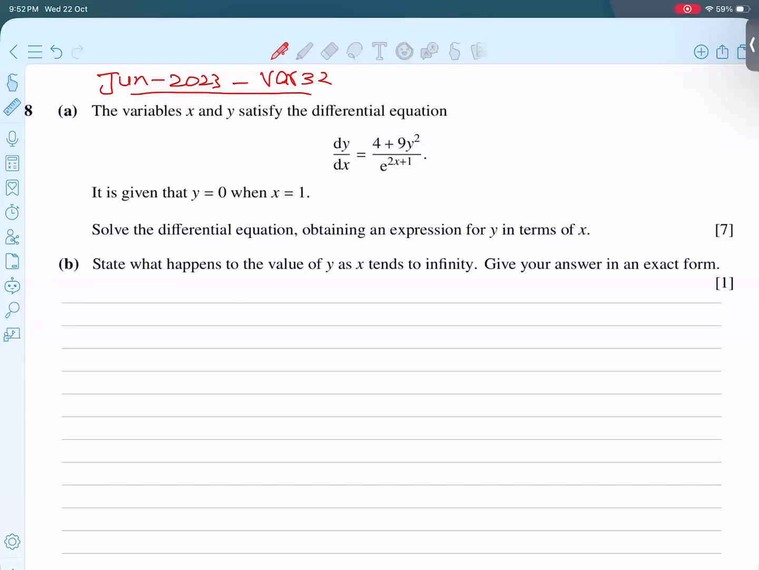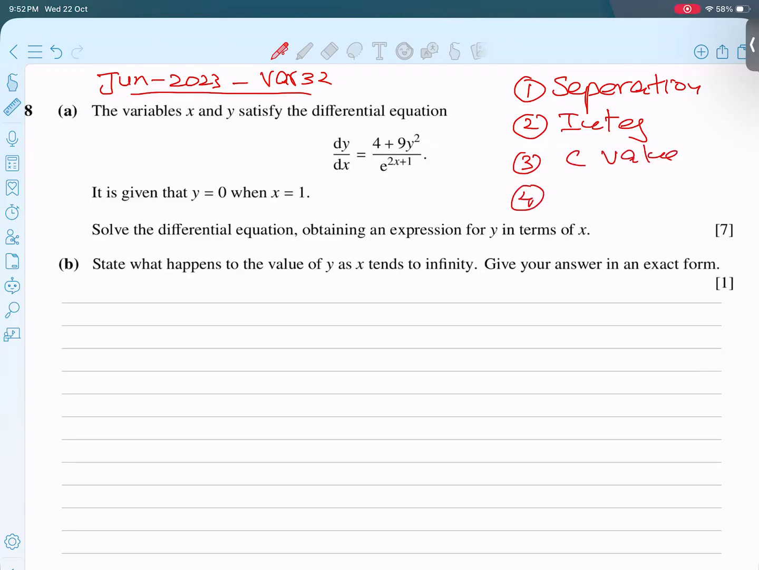June 2023, 32 variant, and question number 8, topic is differential equations. So first of all, as you know, when you deal with this kind of question, 4 steps are required. First is separation of the variables. Number 2, integration on both sides. Third, find the C value. And last, we have to make y the subject. The question mentions y in terms of x. So these 4 steps we have to do for part A.